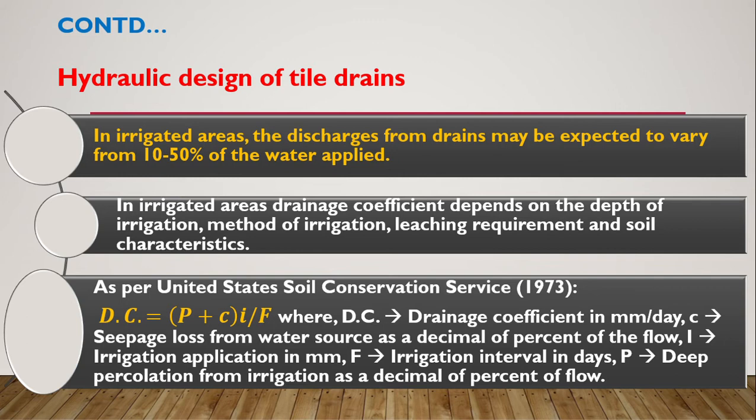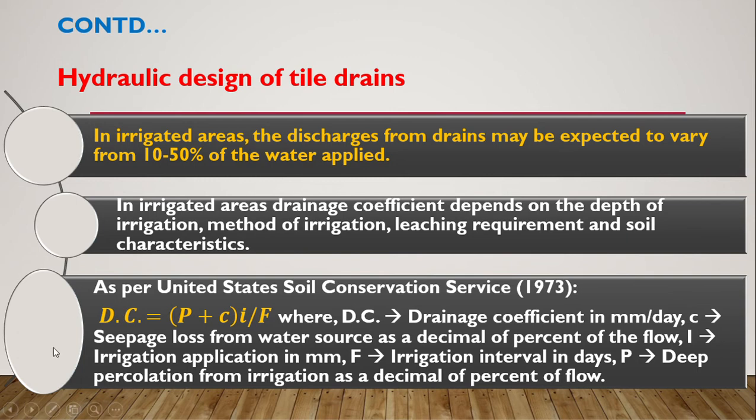And in irrigated areas, the expected value of the drainage coefficient is 10 to 50% of the water applied. In irrigated areas, the drainage coefficient depends upon the depth of irrigation, the method of irrigation, leaching requirements, soil characteristics, etc. Okay. And the drainage coefficient is calculated as per USSCS. We have seen how to calculate the drainage coefficient, the Cypress Creek formula, many formulas were there. We have discussed everything. But this is a new formula which is used exclusively for finding the drainage coefficient in case of subsurface drainage system design.